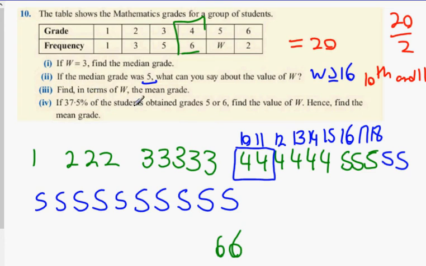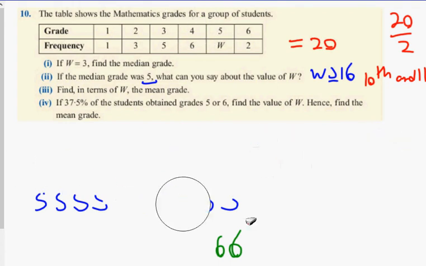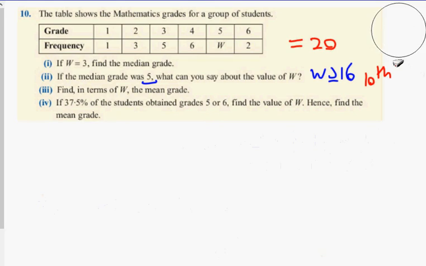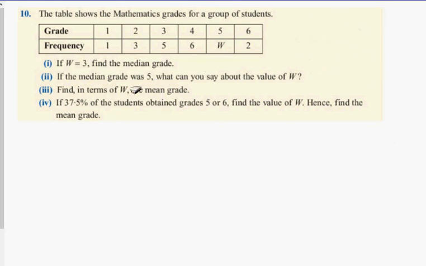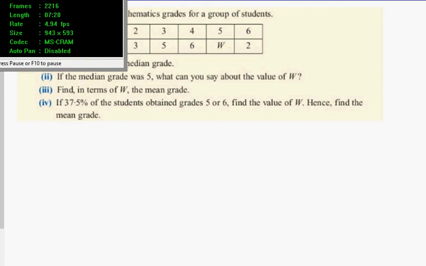Now, find in terms of W the mean grade. How do you get the mean, lads? How do you normally get the mean? Add them all up and divide by the total. Now, the mean grade, the average grade, may not necessarily be a whole number. The average could say grade 3.5. It might actually average 3.5. Alright.